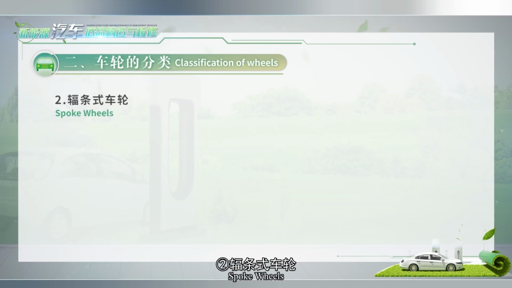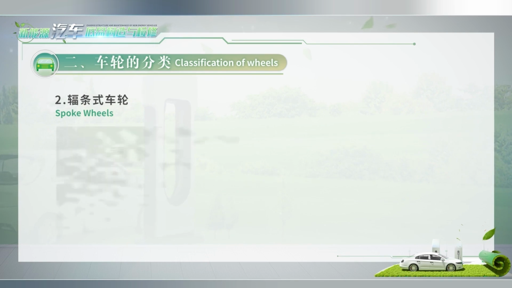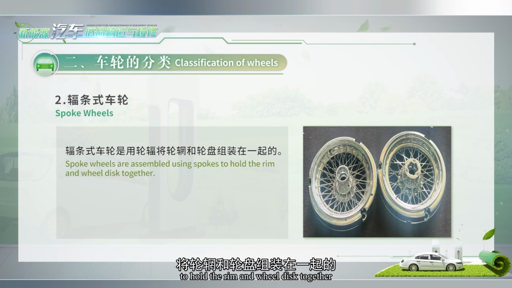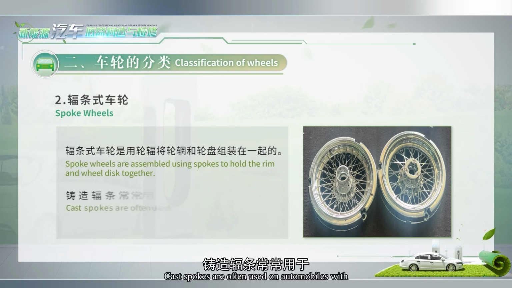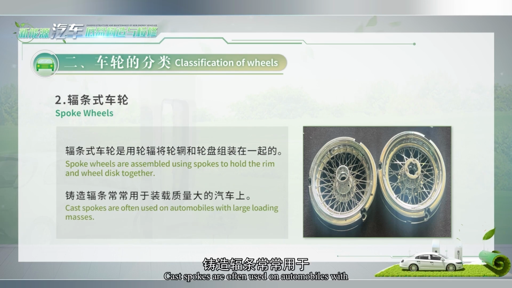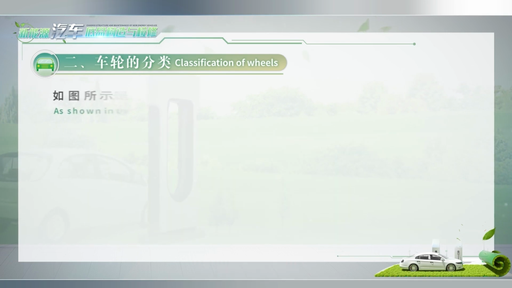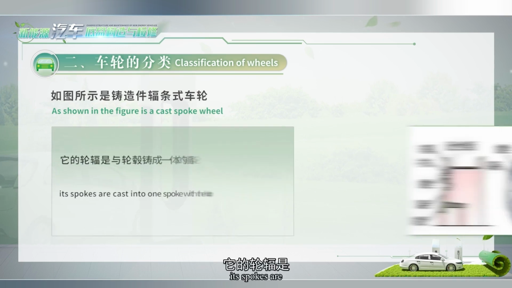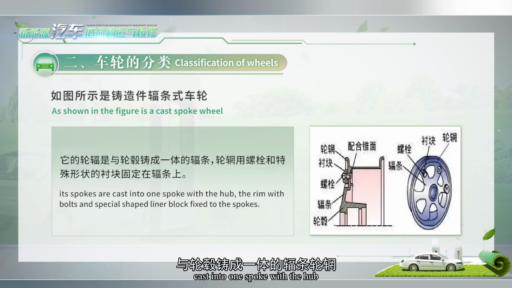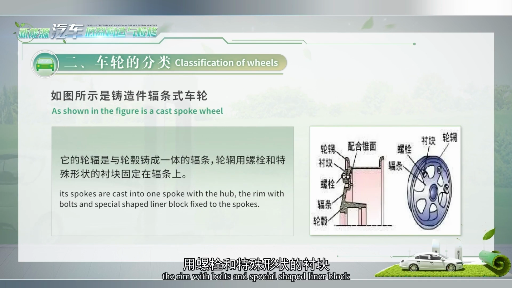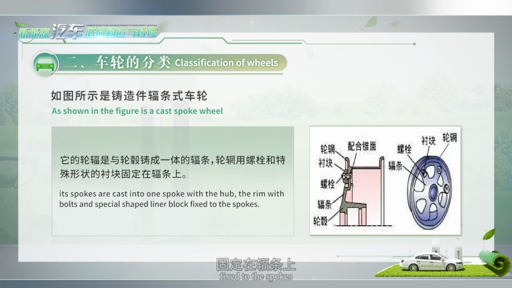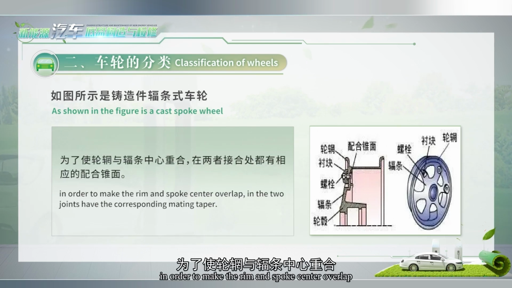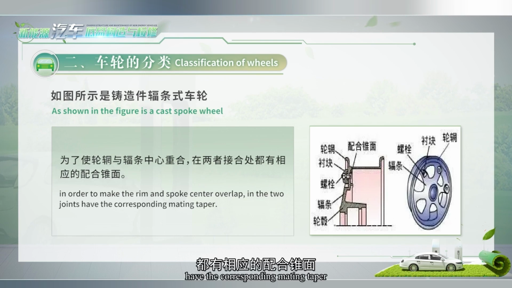2. Spoke wheels. Spoke wheels are assembled using spokes to hold the rim and wheel disc together. Cast spokes are often used on automobiles with large loads. As shown in the figure is a cast spoke wheel. Its spokes are cast into one piece with the hub, the rim with bolts, and special shaped liner block fixed to the spokes in order to make the rim and spoke center overlap in the 2 joints have the corresponding mating taper.